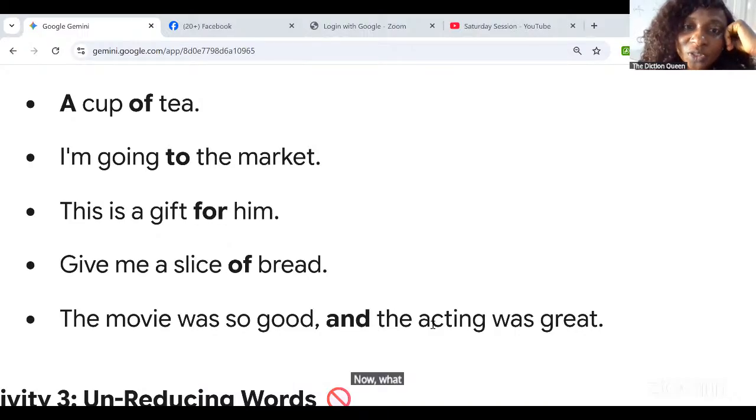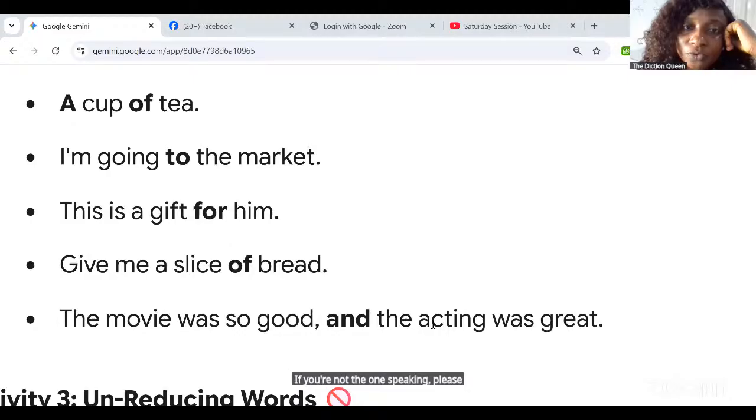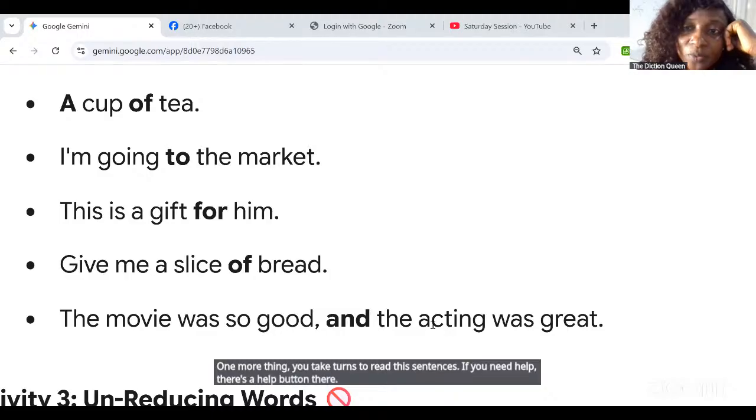Now, what do we do in the breakout room? You practice with others. Someone needs to take the position of a leader by making sure that everyone in the breakout room is in order. Ensure that your microphones are off, except for the one speaking. You take turns to read these sentences. If you need help, there's a help button there. Request help and I will be there.